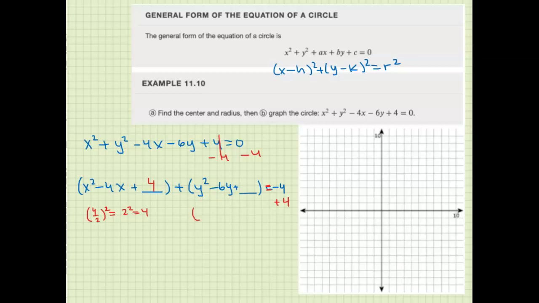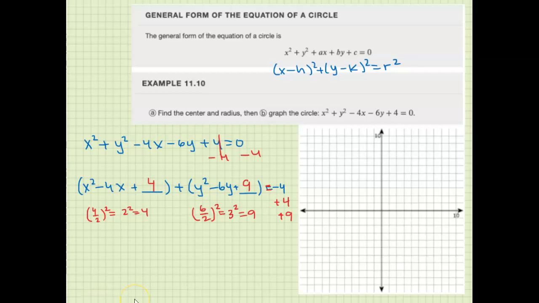Then we're going to do the same to this. We're going to take the coefficient of the y, 6 over 2 squared. This is 3 squared, which is 9. So 9 completes the square here. Because you add the 9 to this side, you also have to add the 9 to this side.